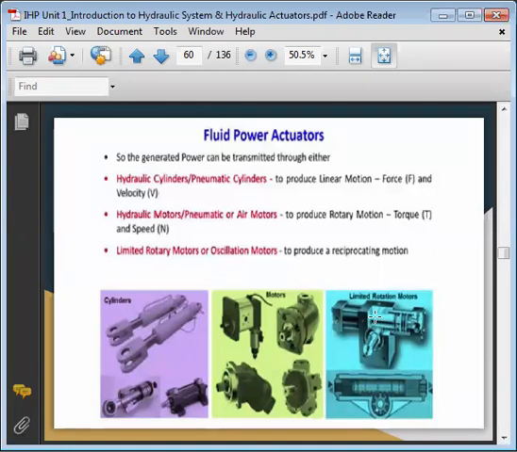These cylinders are used to get the linear motion. In the first picture, these are the hydraulic cylinders, or just cylinders. They are used to get linear motion, and their velocity and force are the output parameters. In the motor, second picture, torque and angular velocity are the parameters. Angular velocity, omega, is the output. Getting it?